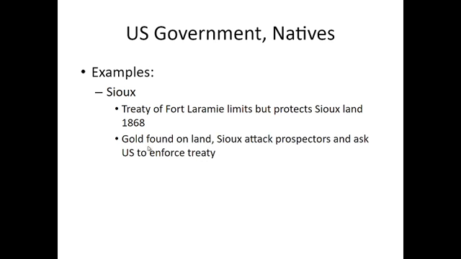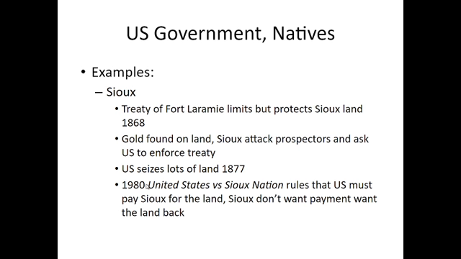But then what happened? Gold was found on that land, and prospectors came to get gold, and the Sioux said, no, this is our land. U.S., please enforce this treaty. Don't let people on our land. And instead, the U.S. seized some of that land that they had just signed a treaty to protect and say was the Sioux's and not the U.S.'s.